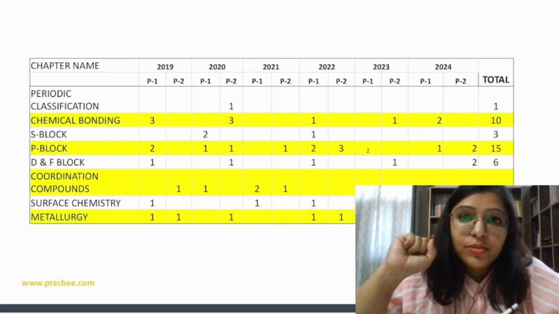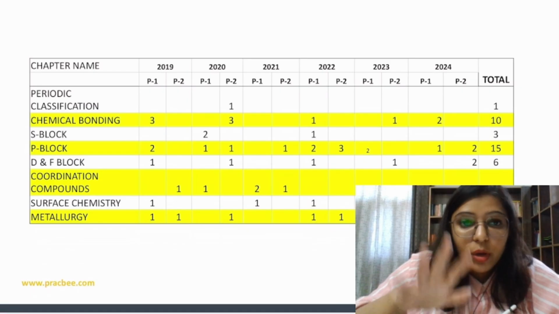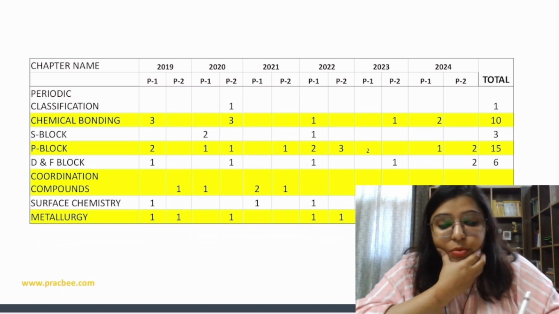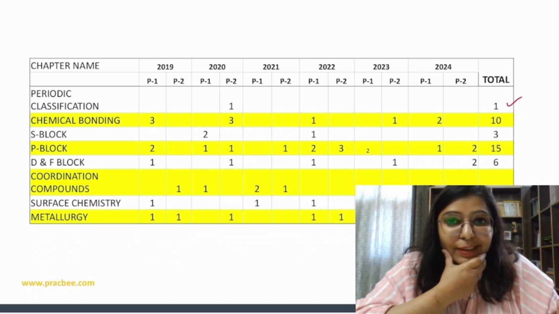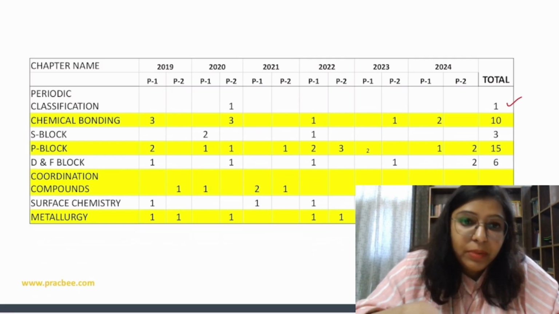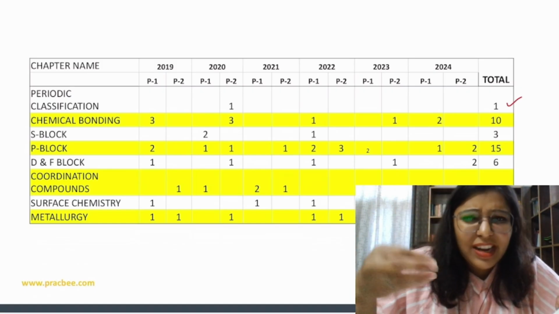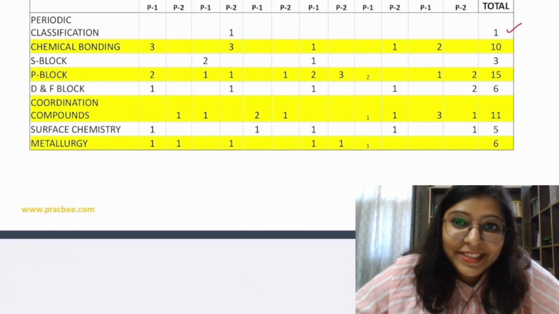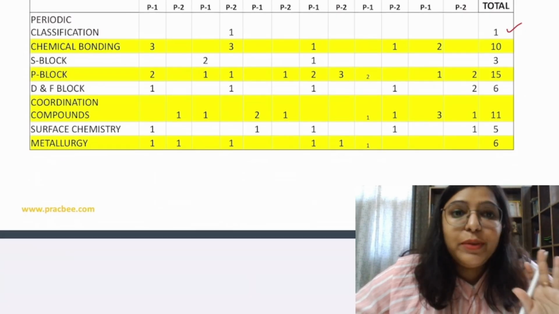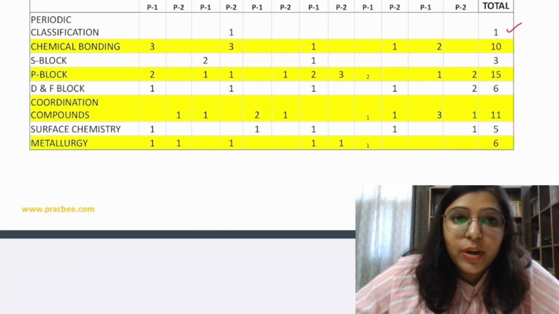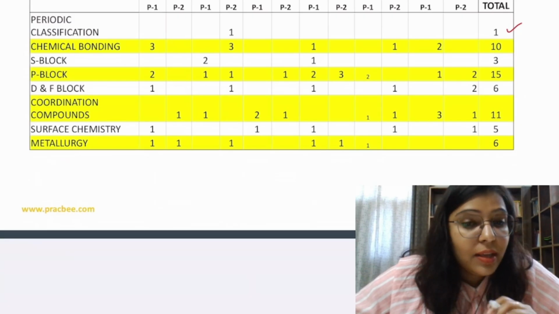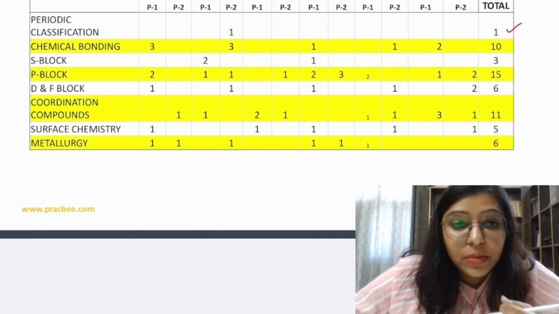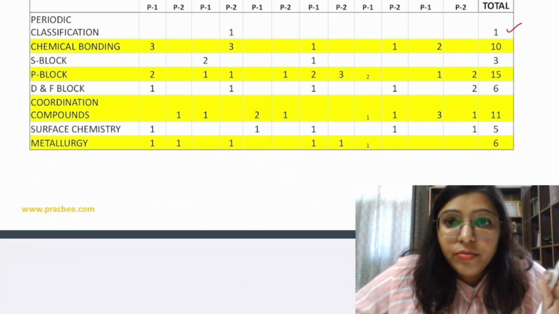Now here comes the inorganic overview. Let me give you an overview of how many questions. From periodic classification of elements from 2019 to 2024, you have only one question, but the concepts are used in P block and D and F block. So this should come to you, and that is a very easy chapter also. If we talk about chemical bonding, you get 10 questions. S block, 3 questions. P block, 15 questions. D and F block, 6 questions. Coordination compounds, 11 questions, and there are many questions which come from isomers in coordination compounds, right? Surface chemistry 5 and metallurgy 6.